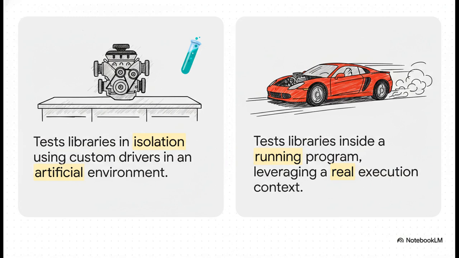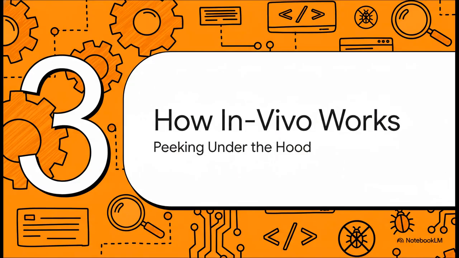But the new approach, called in-vivo fuzzing, which literally means in the living, is like testing that same engine while it's actually in a car, speeding down the highway. It tests libraries inside a running program, it completely eliminates the need for fuzz drivers, and it finds bugs that only show up under realistic, real-world conditions. Okay, so how on earth does this actually work?